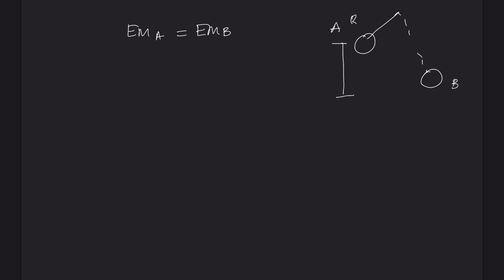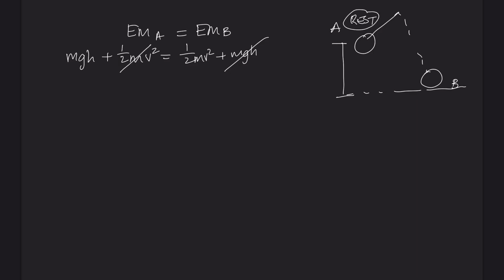Now it's being held at rest here, right? And this is the bottom. Okay? So mechanical energy is equal to mgh plus half mv squared, and that's equal to half mv squared plus mgh. Now, since the object at B is on the ground or at the bottom, we say mgh is 0. Since the object is held at rest at the top, half mv squared is 0. So we're going to be left with mgh equals half mv squared.